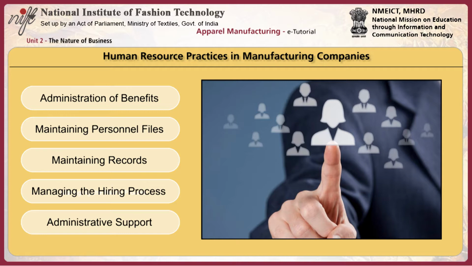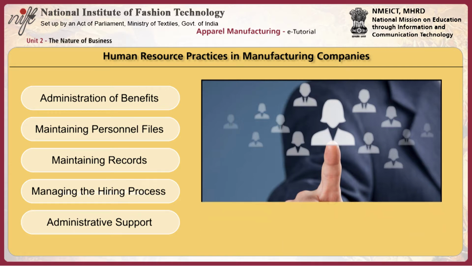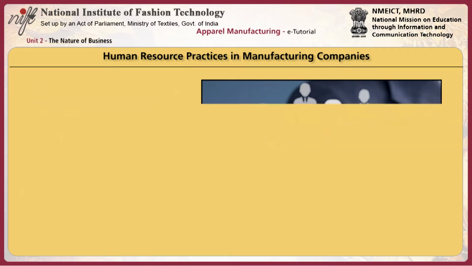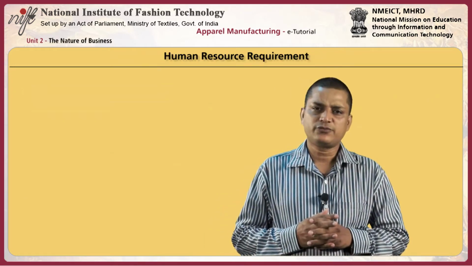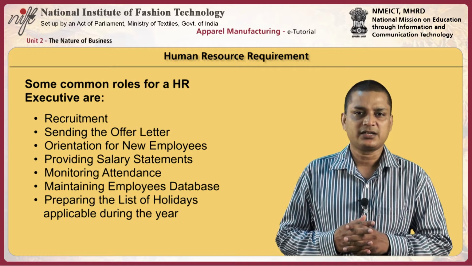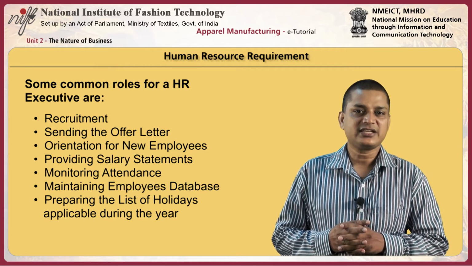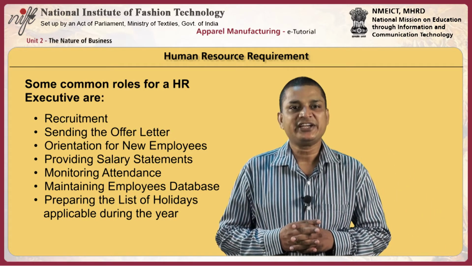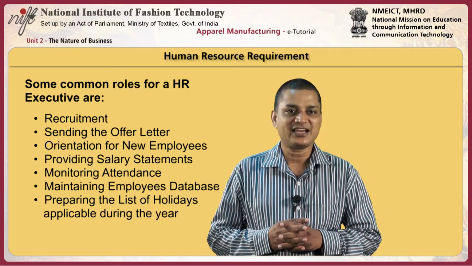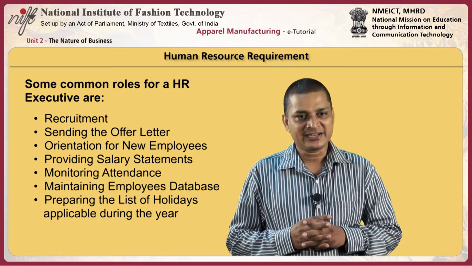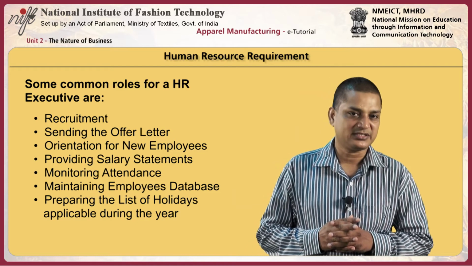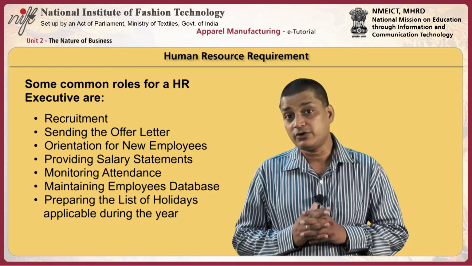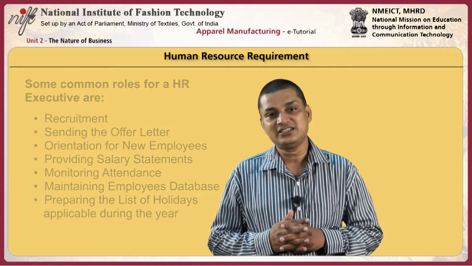HR handled administration of benefits, kept personal files and other records, managed the process of hiring and provided other administrative support to the business. Some common roles of a human resource executive are recruitment, sending the offer letters, orientation of new employees, providing salary statements, monitoring attendance, maintaining the employee database, and preparing the list of holidays applicable during the year.